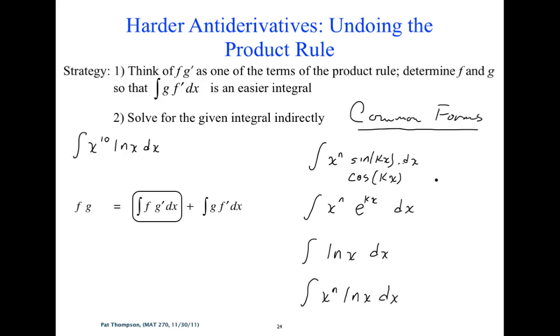All right, so I want you to try x to the 10th ln of x. See if you can do that one by undoing the product rule. So this one's a little different.